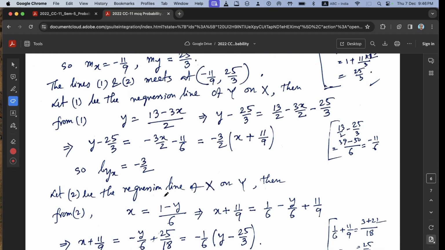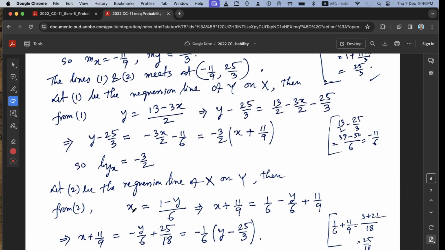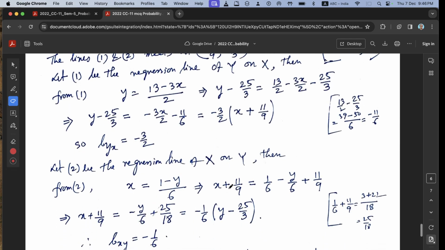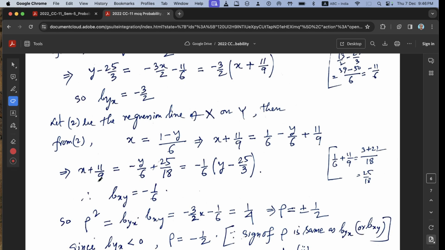Similarly, if equation 2 is the regression line of capital X on capital Y, then we write small x equals 1 minus small y by 6, and for x minus mx, where mx is minus 11 by 9, we write x plus 11 by 9 equal to 1 by 6 minus y by 6 plus 11 by 9. After simplification we get x plus 11 by 9 equal to minus 1 by 6 bracket y minus 25 by 3. Comparing with x minus mx equals bxy bracket y minus my, bxy, the regression coefficient of x on y, equals minus 1 by 6.